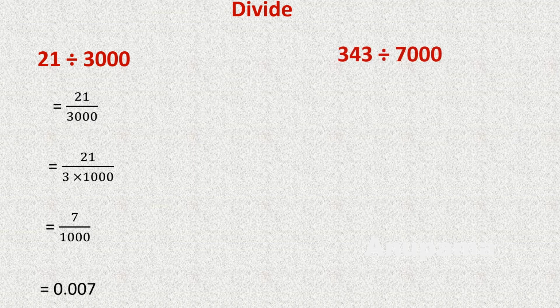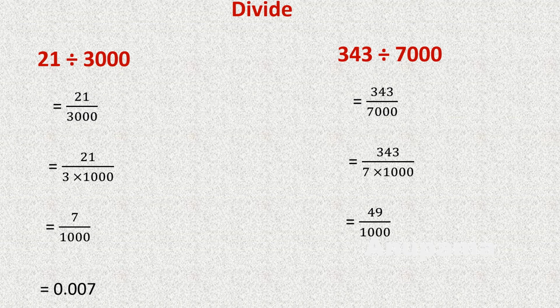Let us do one more question. Here it is 343 divided by 7000. Let us write it in the form of a fraction, 343 by 7000. Now we can write 7000 as 7 multiplied by 1000. Now let us divide 343 by 7. What will you get? 49. So it is 49 by 1000 and it can be converted into a decimal number. It is very easy because there are 3 zeros in 1000, so there will be 3 decimal places. So your answer is 0.049.